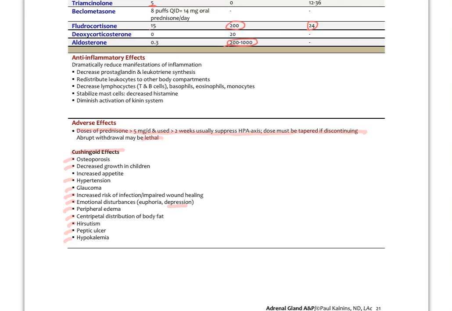All right, so that wraps it up for the anatomy and physiology of the adrenal glands. A lot of information, but that'll set the foundation for us to look in more detail at adrenal disorders.